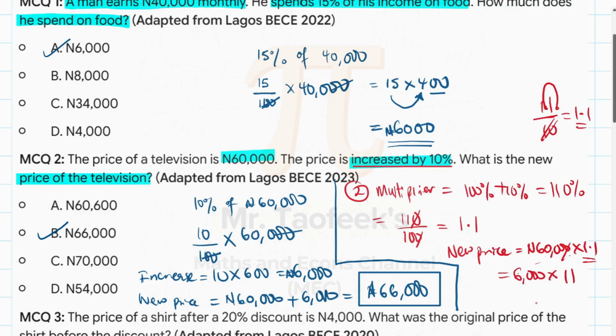You know, in BECE Maths, you need to be very fast and smart with your calculations. You don't have to be doing 1.1 times 6. It's going to take your time. So 10 there multiplies 1.1. Move the decimal to the front. Okay? It becomes 11. Now I have 6,000 times 11.